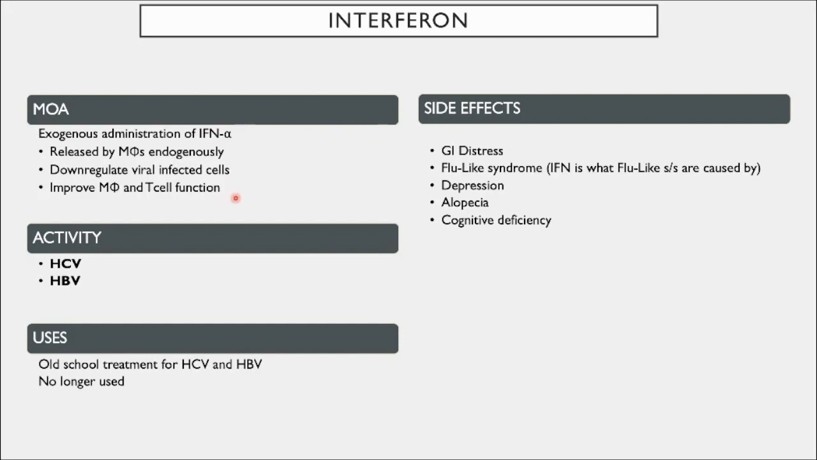So the muscle aches, the kind of general malaise that you get from a viral infection is caused by interferon. So you can imagine people that are on interferon for treatment of HCV or HBV feel awful, which is why we don't use these anymore because they were horribly tolerated. So really, this is just kind of an old school thing to keep in mind. It's probably being phased out of the MCAT and USMLE at this point.